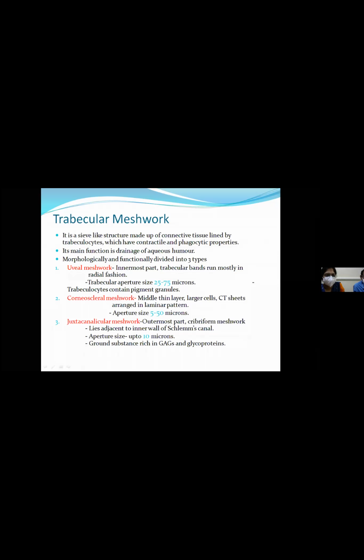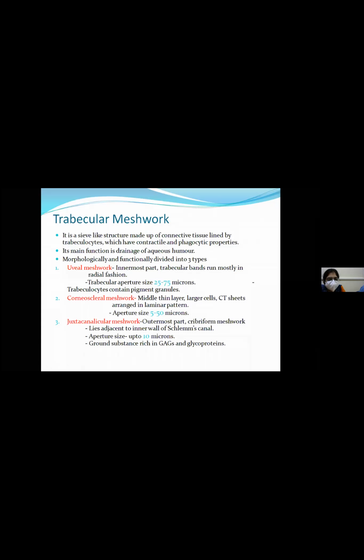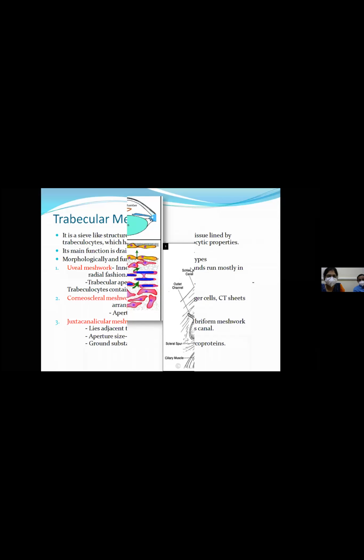And the middle layer is the corneoscleral meshwork, which is composed of larger cells. And the connective tissue sheets are arranged in a laminar pattern. As we can see, they are arranged in layers, and the aperture size is 5 to 50 microns. And the outermost one is the juxtacanalicular meshwork. It is like a cribriform meshwork. It lies adjacent to the inner wall of Schlemm's canal. And aperture size is very small, only up to 10 microns. And the ground substance is rich in glycosaminoglycans and glycoproteins.